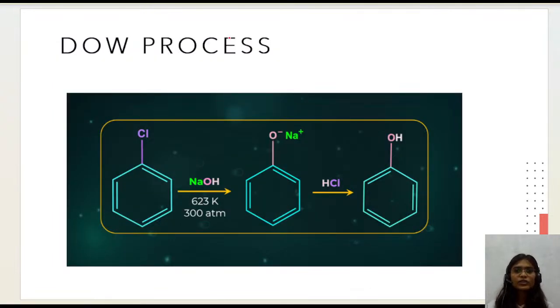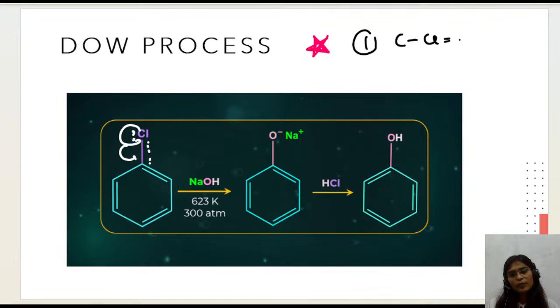This is a naming reaction. This process we already covered in the haloalkane and haloarene part. Remember that it is very difficult to directly convert chlorobenzene into OH. Why? Because this bond has some partial double bond character, as the chlorine has a lone pair. So there are three reasons. Reason number one, the carbon chlorine bond has some partial double bond character. That's why it is very difficult to break this bond as compared to the normal RCl bond in the aliphatic system.